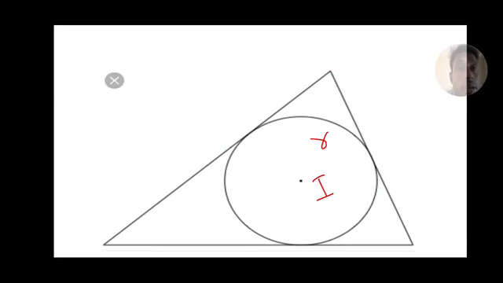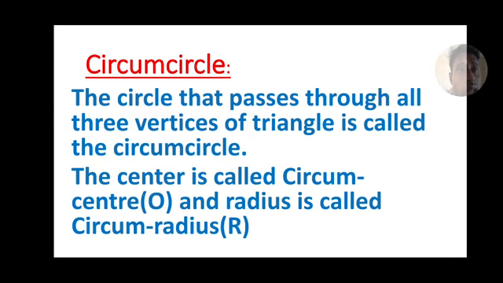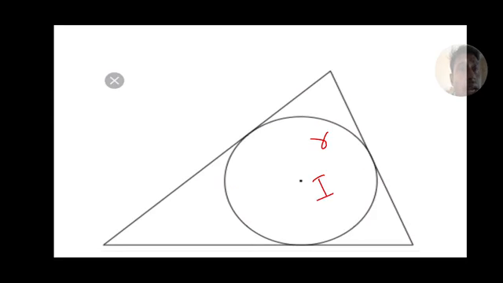Circumcircle: the circumcenter is O and the radius is capital R. Incircle: the center is I and the inradius is small r.